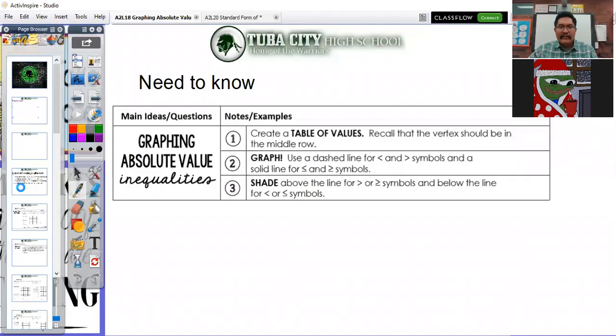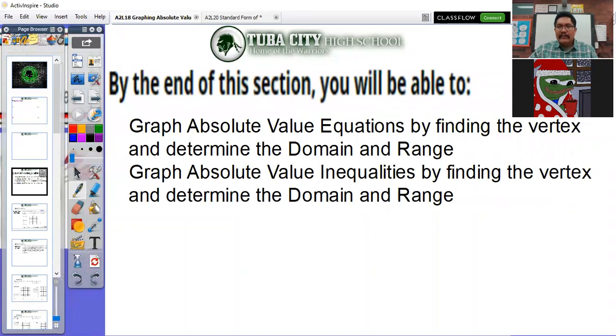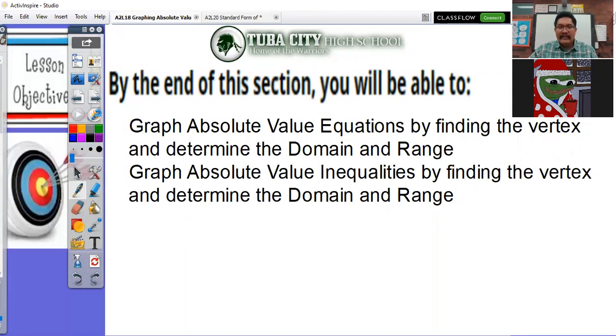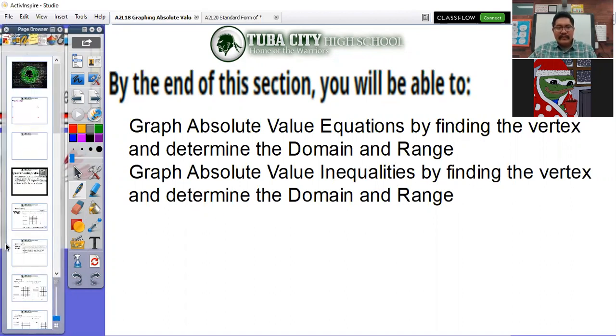Moving on over to what we're going to be doing today. If you last remember, we're going to continue the lesson we last had, which is to graph absolute value equations by finding the vertex and determine the domain and range. But we're actually going to be working on the second one here for absolute value inequalities. So we're going to graph those, find the vertex, and determine the domain and range.